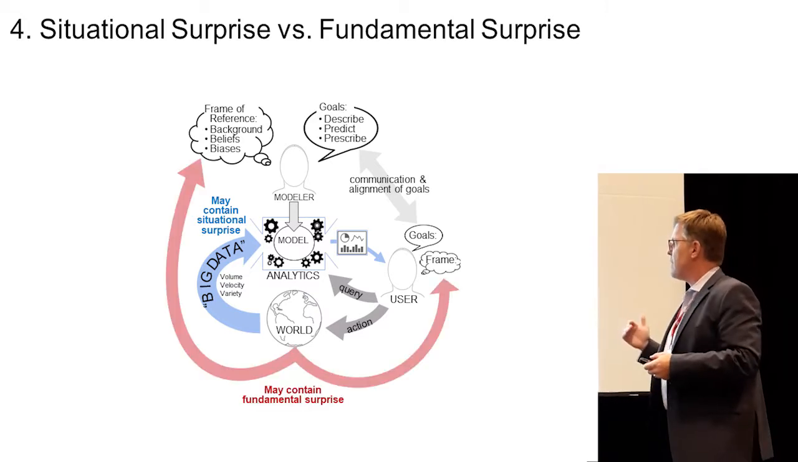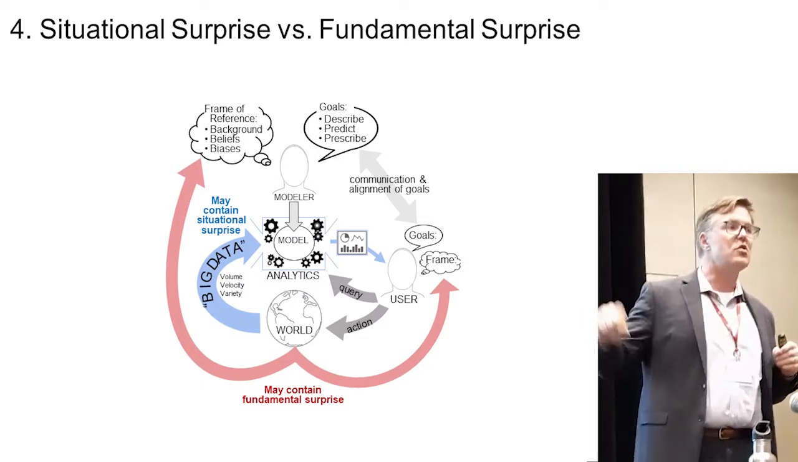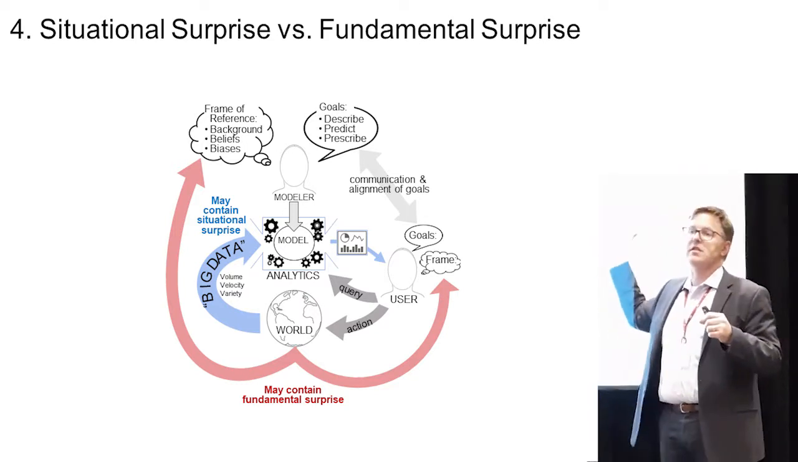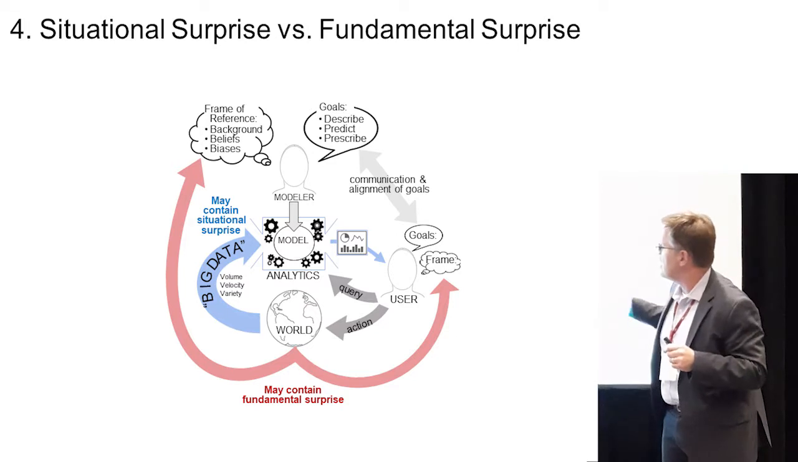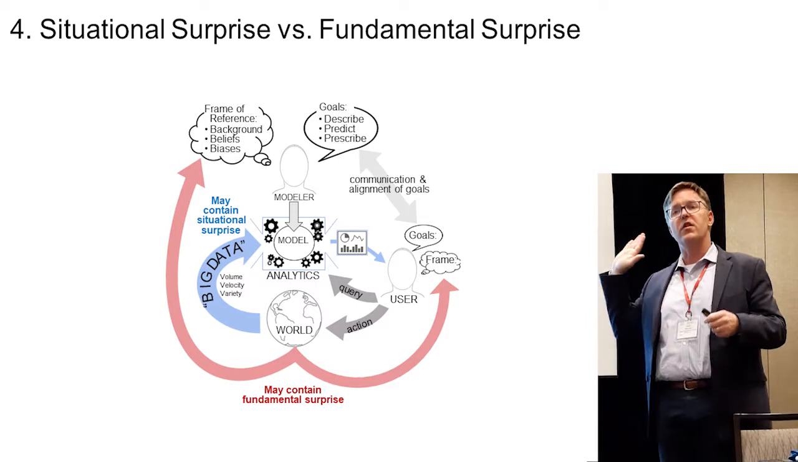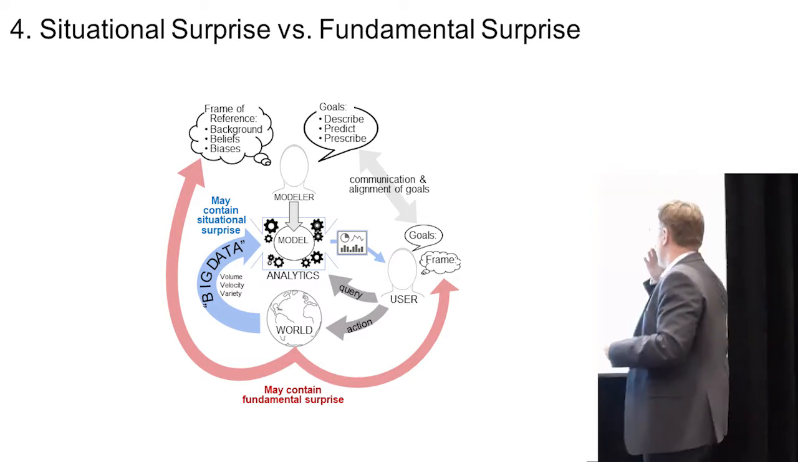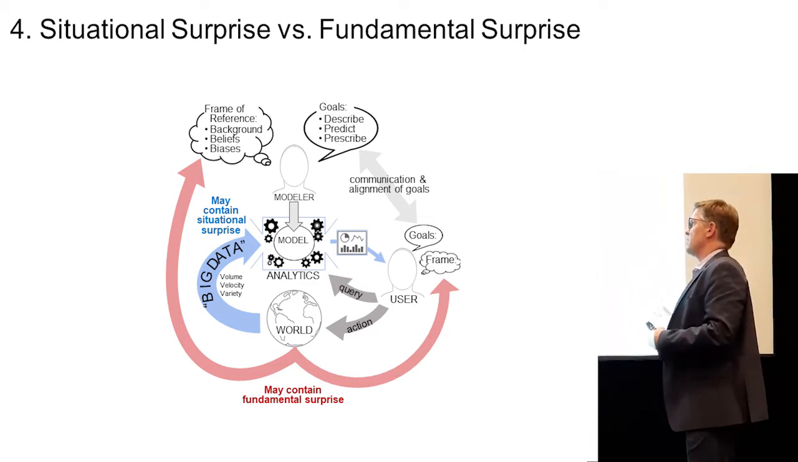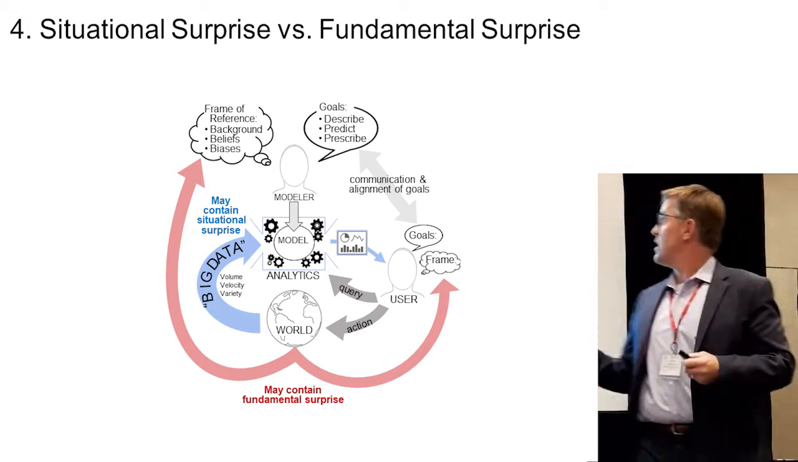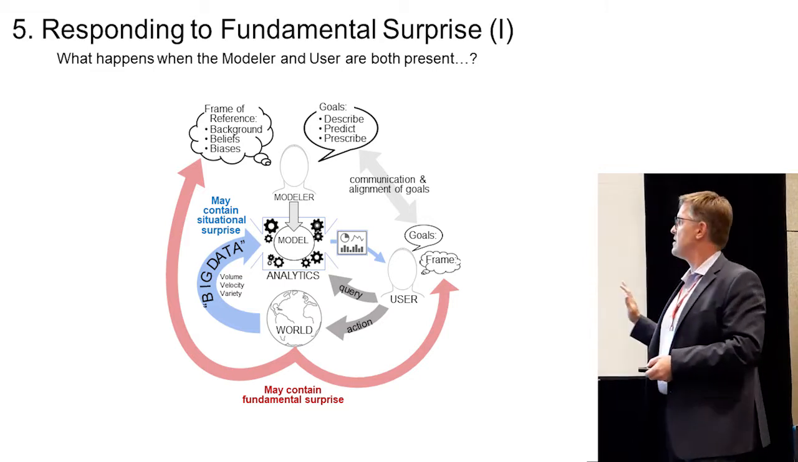In contrast, fundamental surprise is about a different kind of feedback. Feedback that's going to either the user or the modeler that is changing their frame of reference for how the world works. And the key idea here is that there is no inherent mechanism to inform this data-driven analytics. This has to come through the user. It has to come through the modeler. And so this now allows us to think about, in the presence of this sort of fundamental surprise, how do the modeler and the user deal with it? Well, the ideal situation is that the modeler and the user are both present, and they can work together to deal with this in some way.